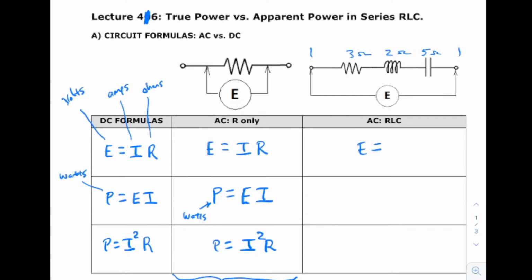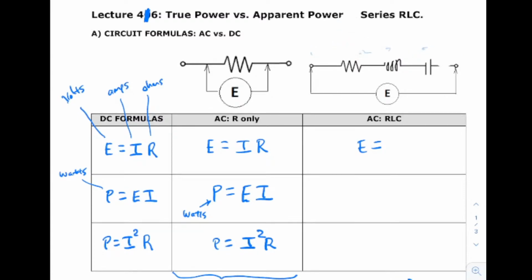But for an AC circuit, you can't just add up because you have to add vectors. One vector goes this way, one vector goes this way, one vector goes this way. You end up adding them up and you get what's called the impedance vector, and the length of that vector is kind of like your total ohms. So you have to use the impedance in place of resistance. So that does look different, doesn't it? Cool.